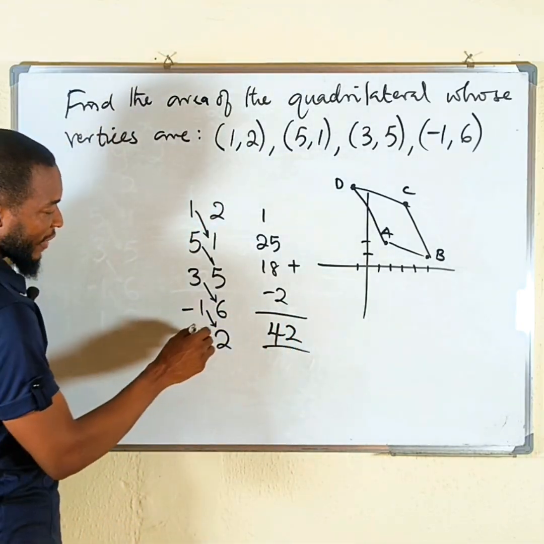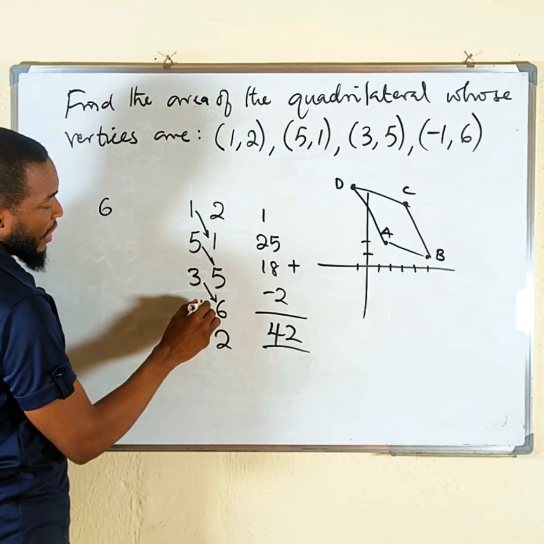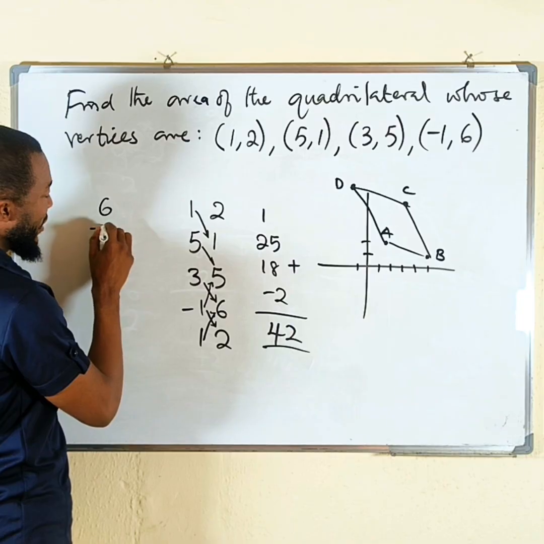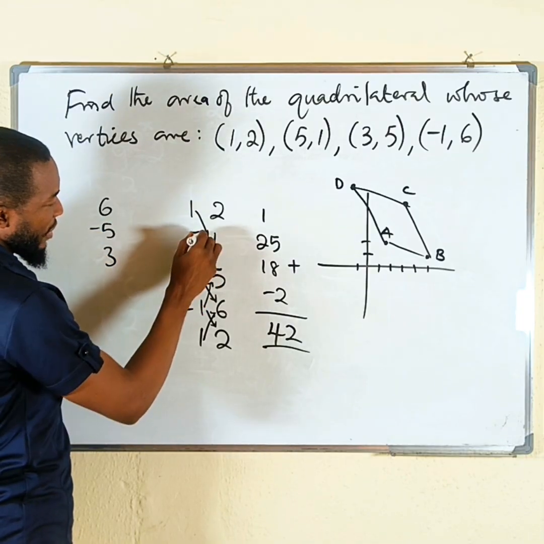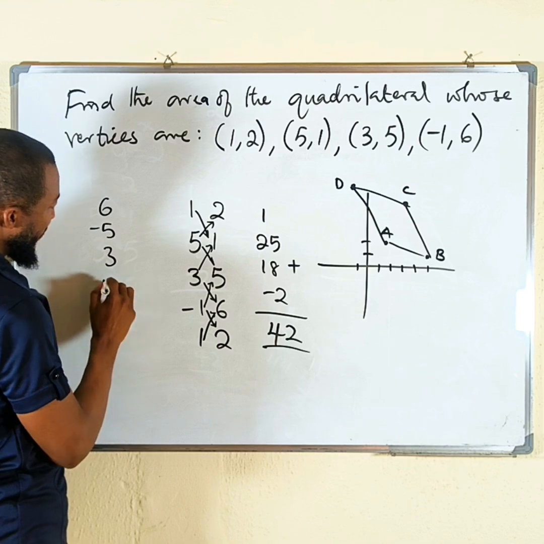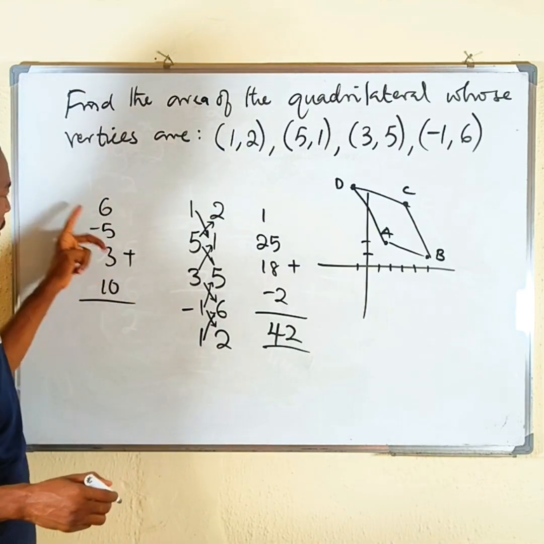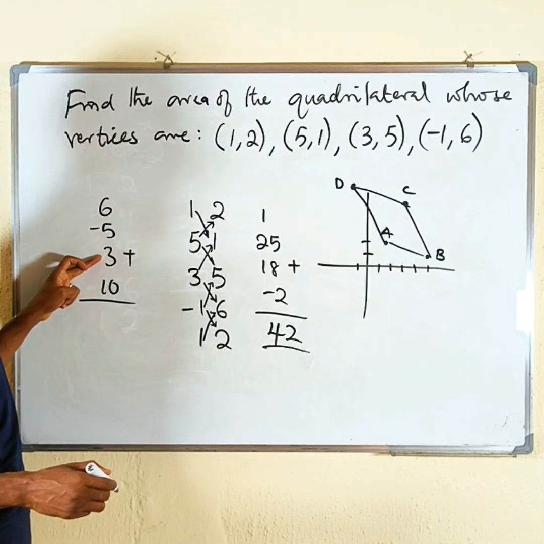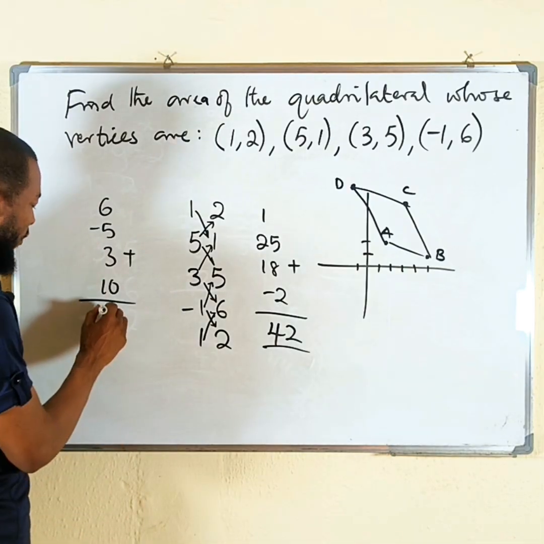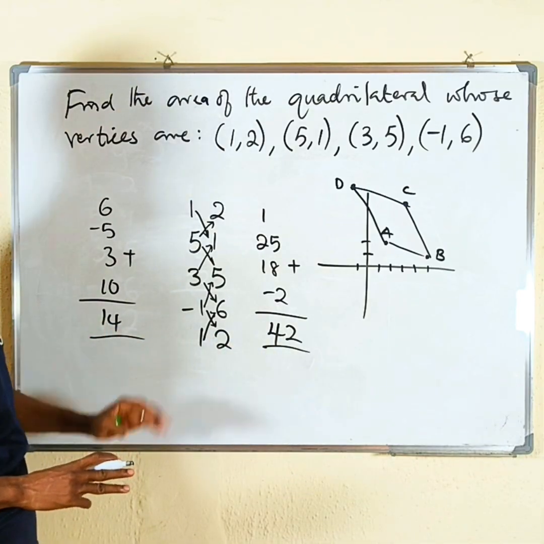Then you cross like this again. 1 times 6 is 6. Negative 1 times 5 is negative 5. 3 times 1 is 3. Then 5 times 2 is 10. We are going to add these as well. 6 and negative 5 give us 1, plus 3 gives us 4, plus 10 is 14. So we have these two values and we are going to use them to find the area.